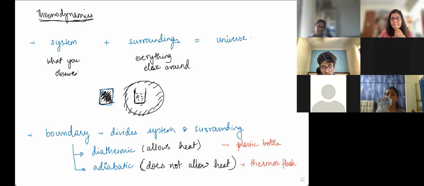Could you explain the plastic bottle example again? Just to give you the contrast between diathermic and adiabatic. If I take a plastic bottle and put some hot or cold water in it, what will you observe? Can you feel the heat of the hot water from outside the bottle? Yeah. So you're feeling the heat, meaning that heat energy is traveling from inside the bottle all the way to your hand outside. It's allowing the heat to pass through. So a plastic bottle would be an example of a diathermic boundary.